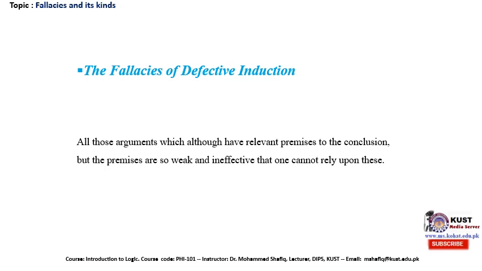So these are also four in number, the fallacies of defective induction. The first one is called argument from ignorance. The second one is appeal to inappropriate authority. The third one is called the false cause, and the fourth one is called hasty generalization. So these are the four types of fallacies of defective induction.